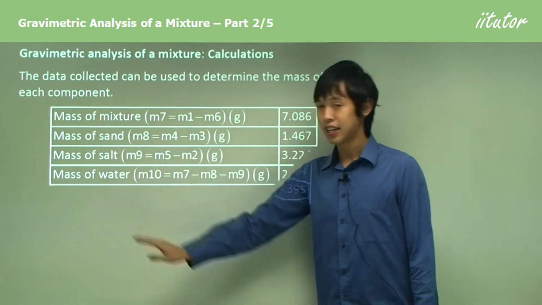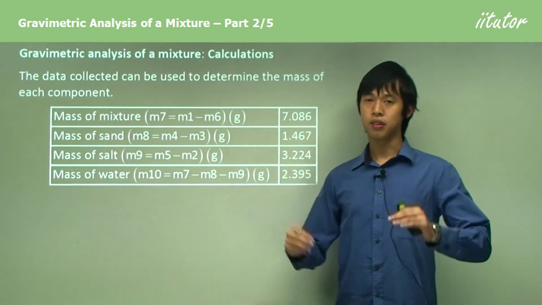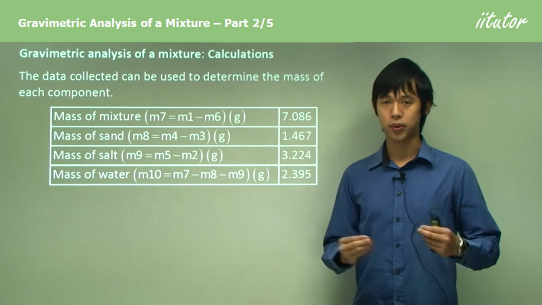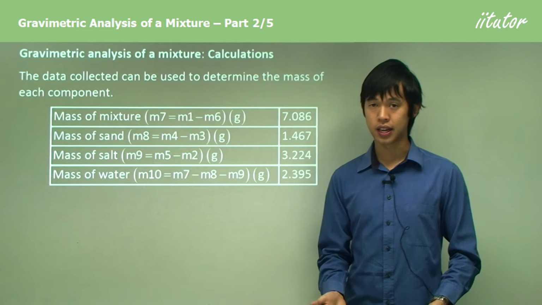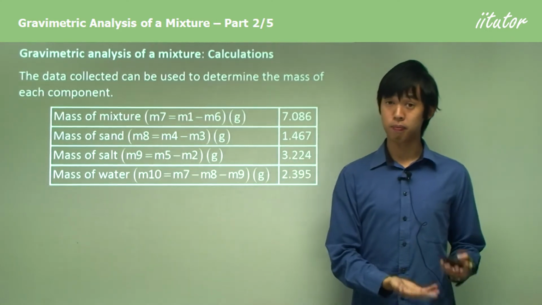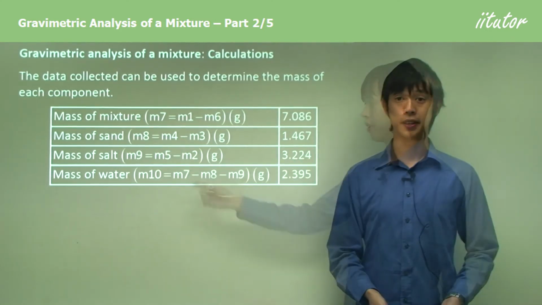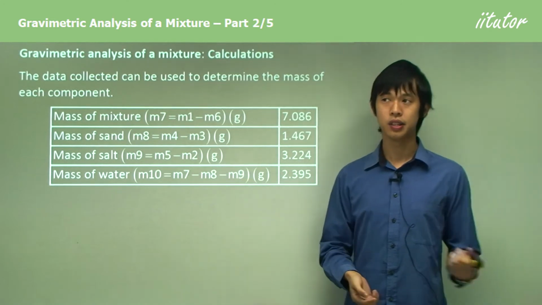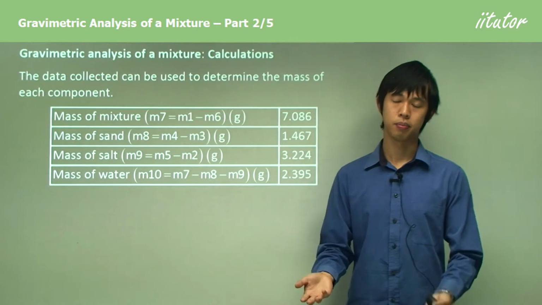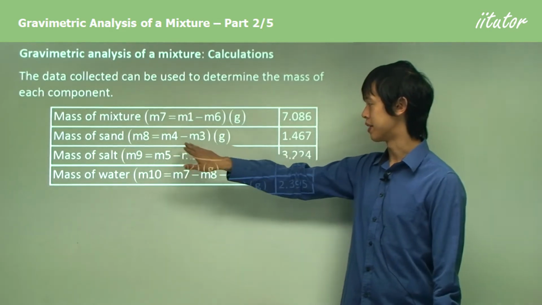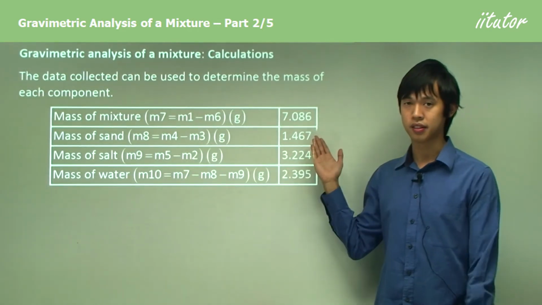So the mass of the sand, remember what we measured. This is key. We have to think back to what we measured and what we want out. What we measured was the mass of the filter paper plus the mass of the sand. That was M4. We have weighed the mass of the filter paper previously. That's M3. So the mass of the sand is simple. It's just the mass of the filter paper plus the sand minus the mass of the filter paper. And so M4 minus M3 gives you a particular number based on the numbers that we got before.